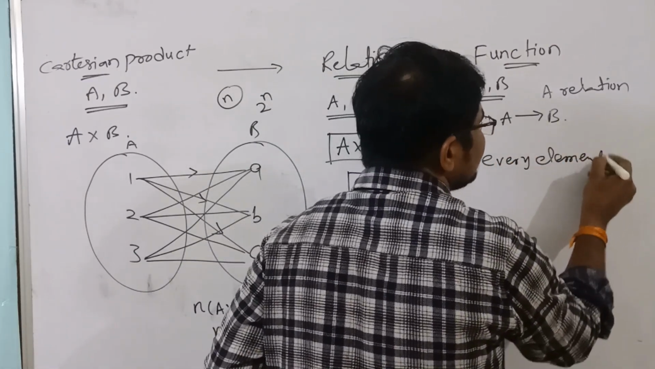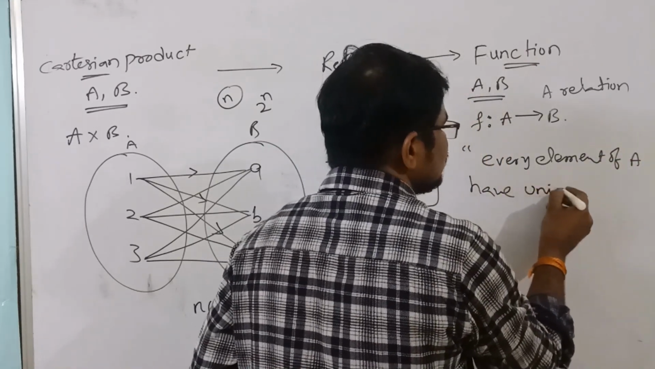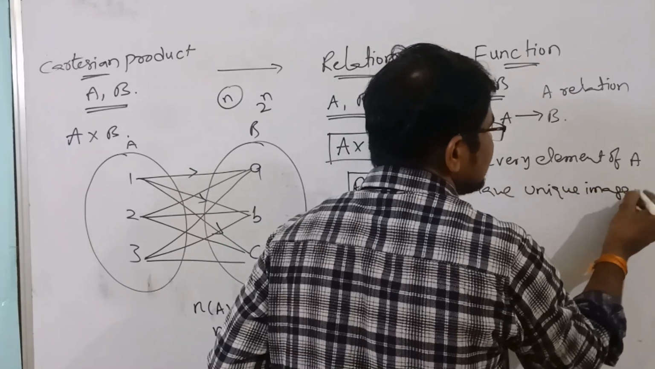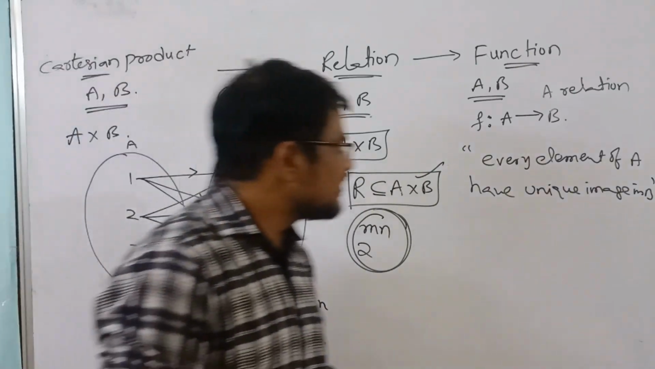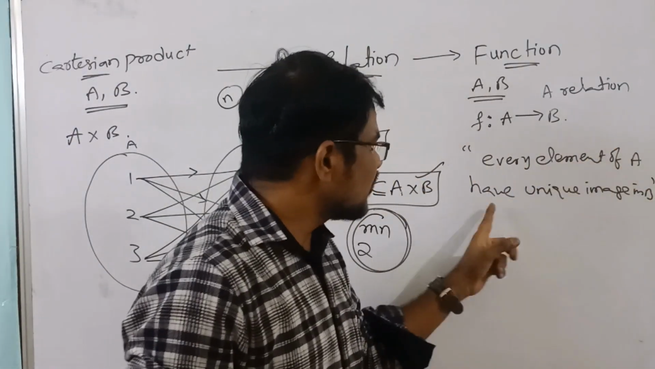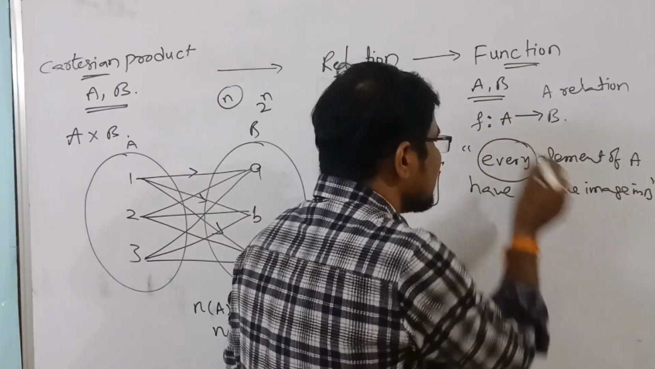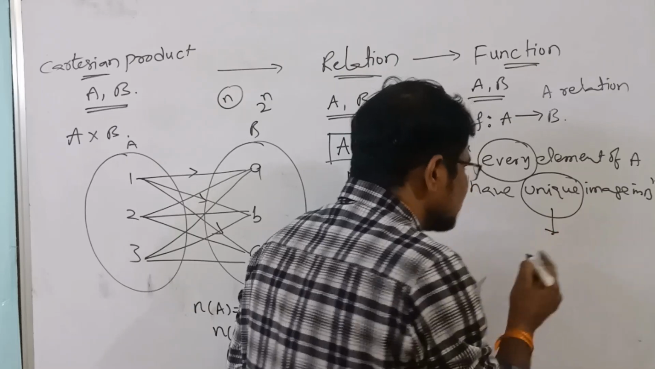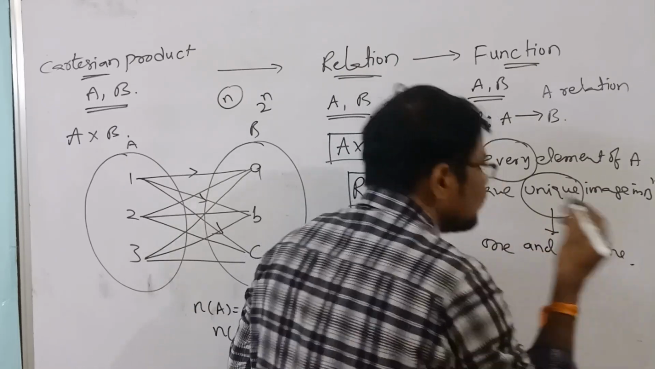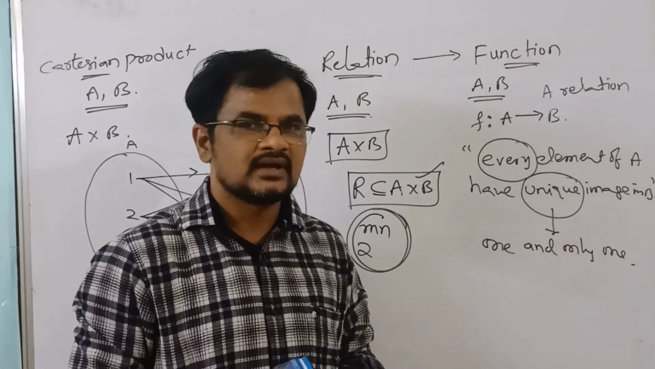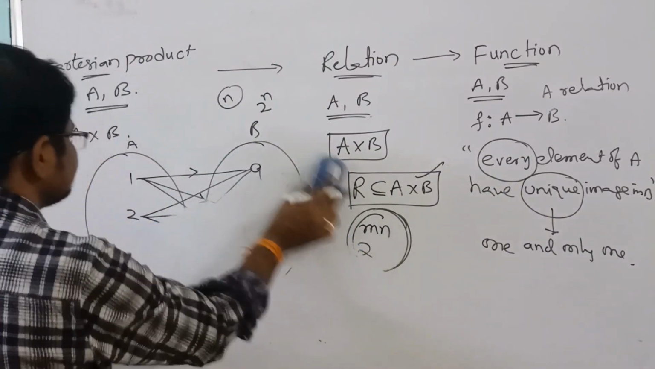Every element of A has a unique image in B. This is the most important condition. What is that? Every element of A has a unique image in B. Concentrate on every and unique. Unique is nothing but one and only one image in B. Right? Now what about the images? I will explain before that.